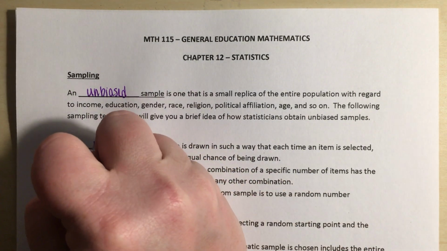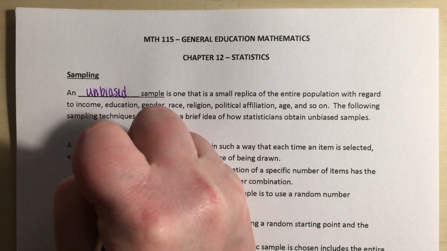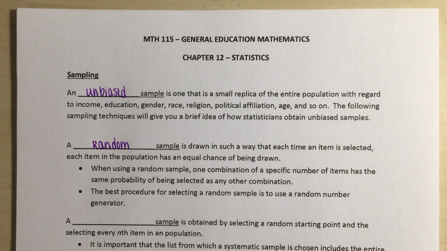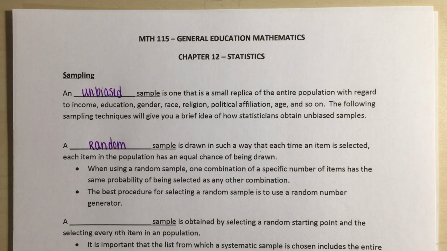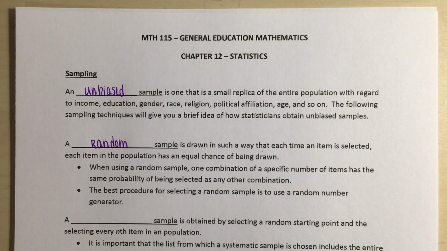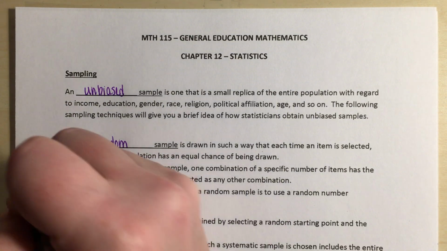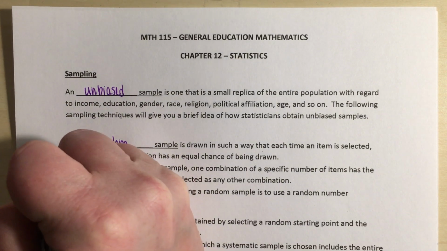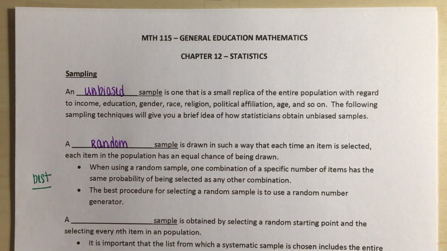A random sample is drawn in such a way that each time an item is selected, each item in the population has an equal chance of being drawn. When using a random sample, one combination of a specific number of items has the same probability of being selected as any other combination. The best procedure for selecting a random sample is to use a random number generator. So a lot of times this is done using some sort of technology to aid in this. As we're looking at these different types of samplings, a truly random sample is going to be our best unbiased type of sample that we can get.